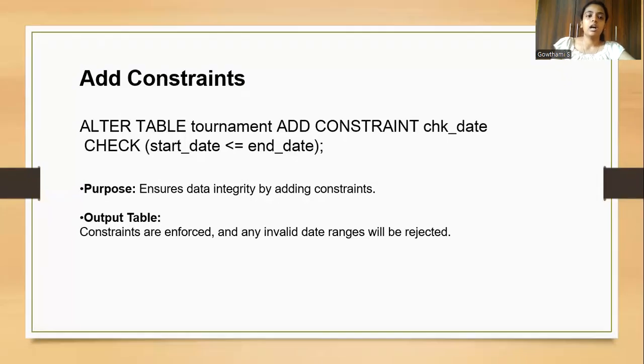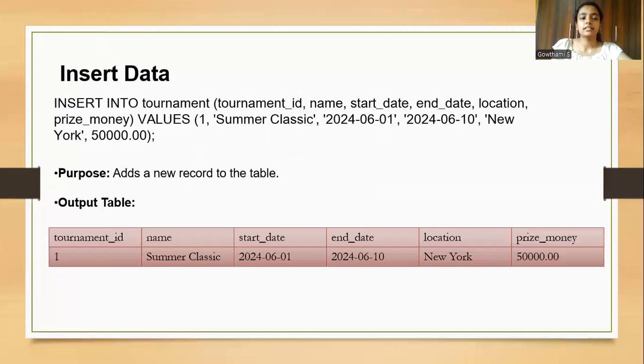Add constraints. ALTER TABLE tournament ADD CONSTRAINT. So I'll be adding a constraint, and in this constraint, I'll be using a CHECK. Its purpose is to validate the data entered: if the data is valid, it will be added, and if it is invalid, it will be rejected. The start date has to be less than the end date. That is the condition which is being given.